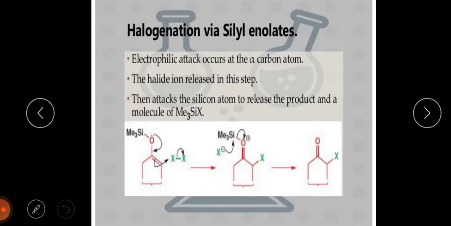The next is the halogenation via silyl enolates. Electrophilic attack occurs at the alpha carbon atom, as we can see here, and the halide ion is released in this step. In the second step, the halide attacks the silicon atom to release the product and a molecule of Me3SiX.